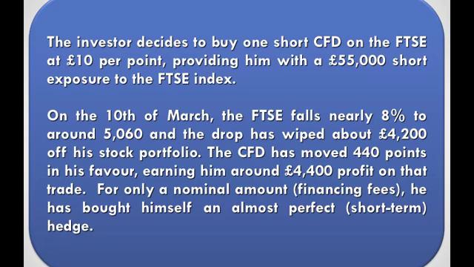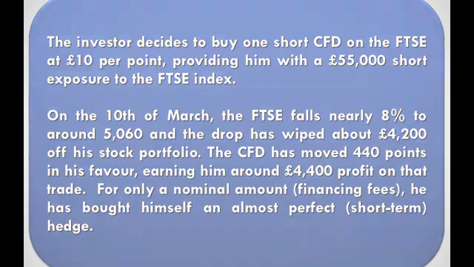Now on the 10th of March, the FTSE falls nearly 8% to around 5,060, and the drop has wiped out £4,200 off his stock portfolio. The CFD has moved 440 points in his favor, and this has earned him around £4,400 profit on the trade. For only a nominal amount, which would include financing fees, he has bought himself an almost perfect short-term hedge.